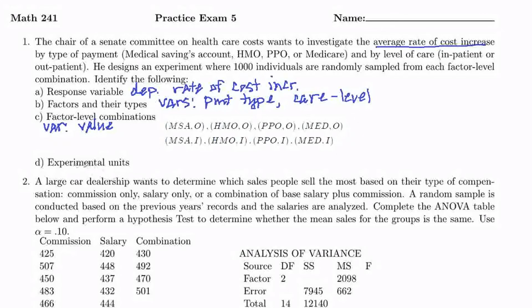And then they want us to identify the experimental units. That would be the 1,000 individuals. Well, actually, the 1,000 individuals is the sample. So the experimental units are the individuals in general. So that's just vocabulary.